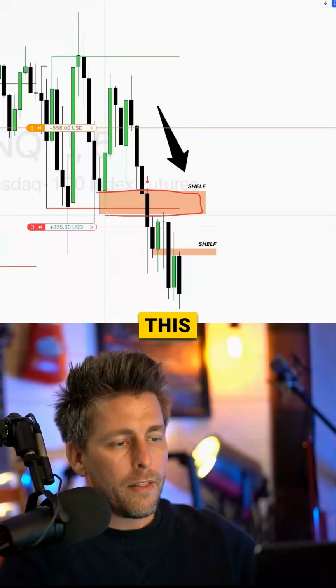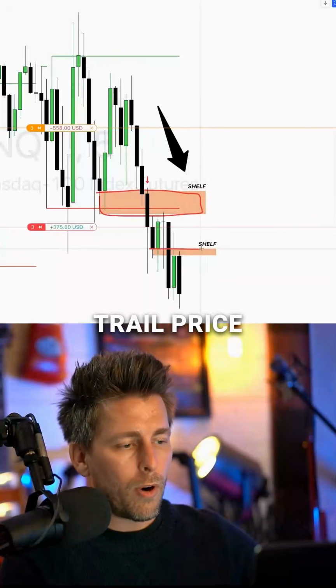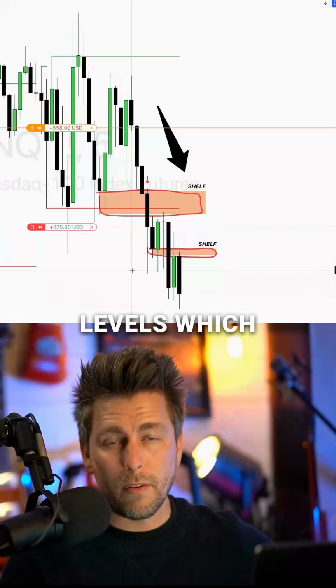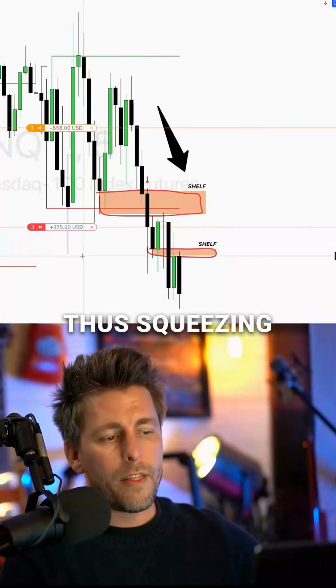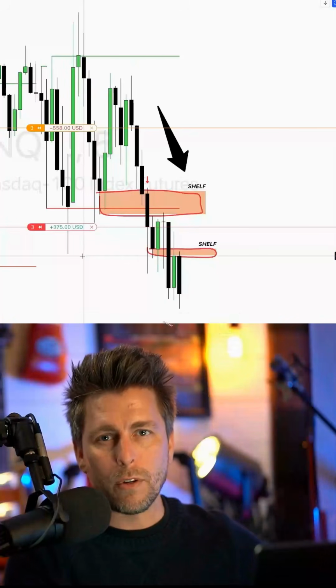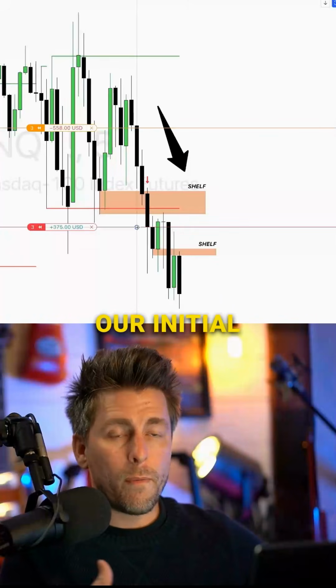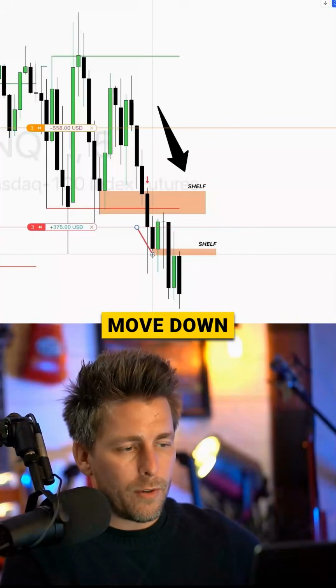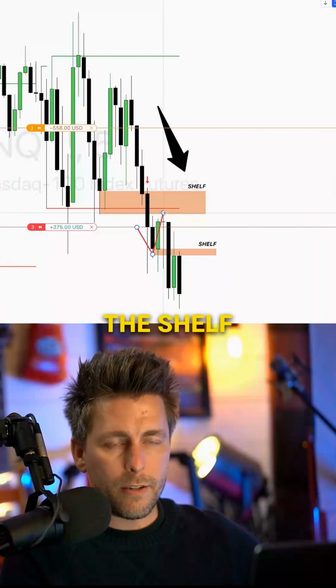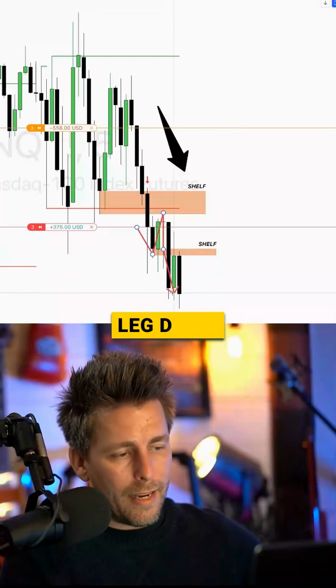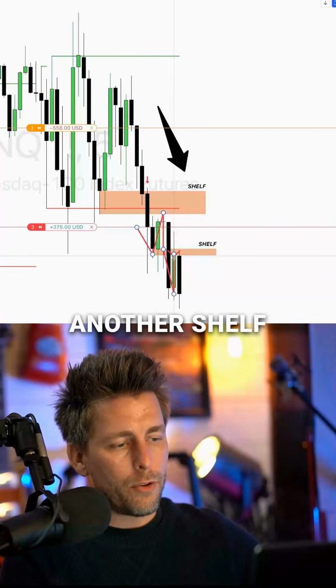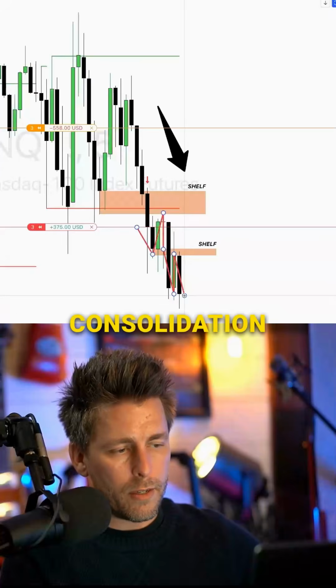That's what you see here. This method allows me to trail price. Instead of using hard take profit levels, which are just made up anyways, we use the shelf method to trail price, thus squeezing the maximum amount of value out of each trade. So from our initial entry, price moved down. It came back, it tested the shelf, came back down into consolidation. At that point, leg down, retested another shelf, and tested the bottom of our consolidation.